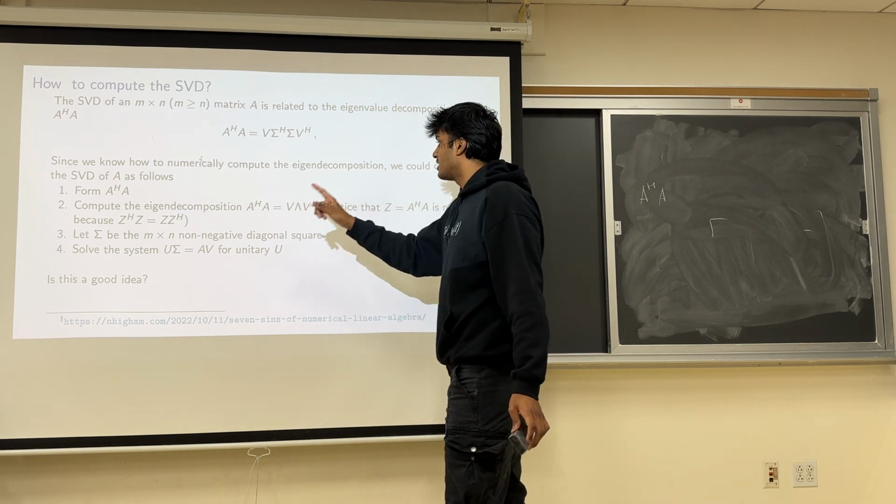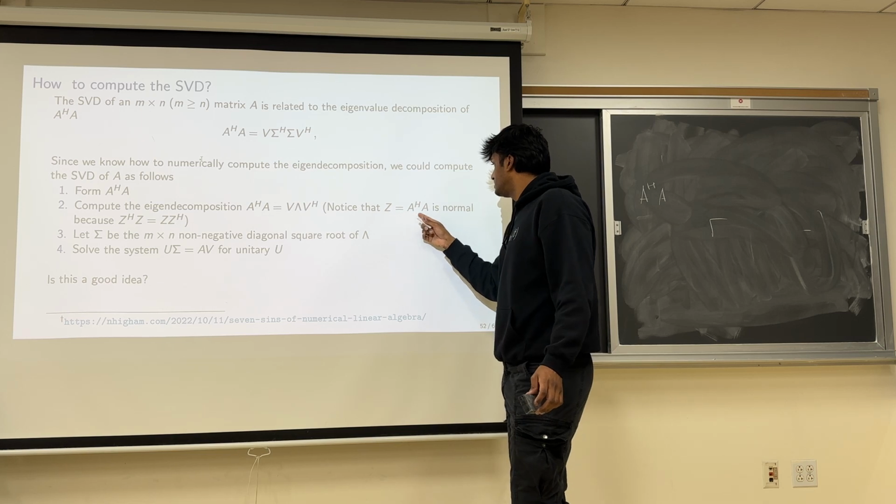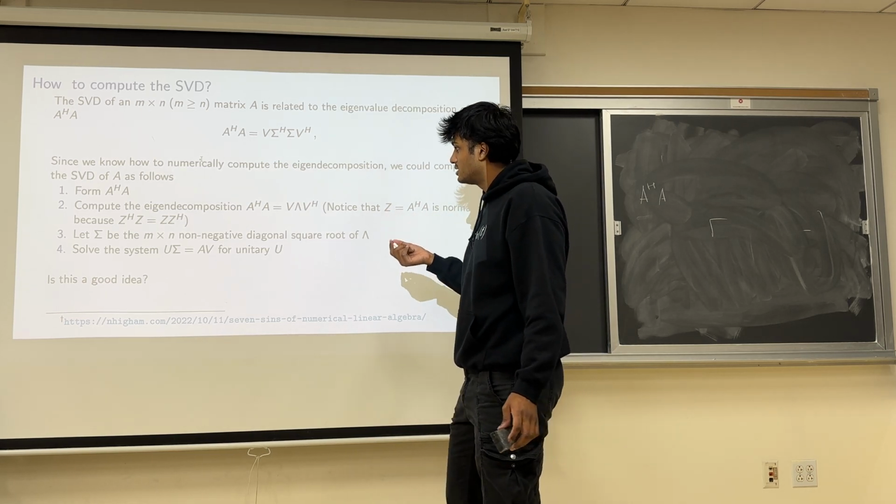Right? Notice the eigen decomposition of A Hermitian A is V lambda V Hermitian. Notice that A Hermitian A is normal because, yeah.